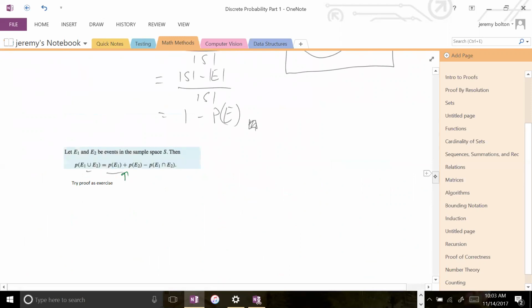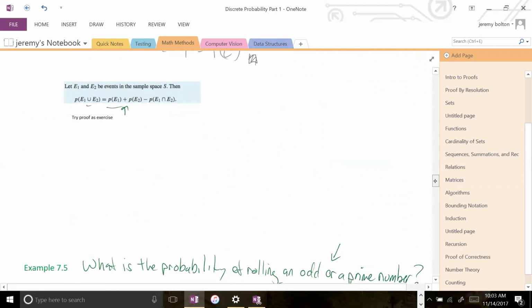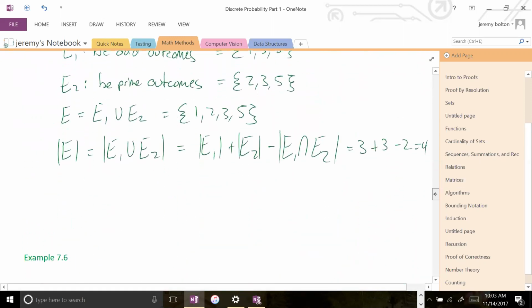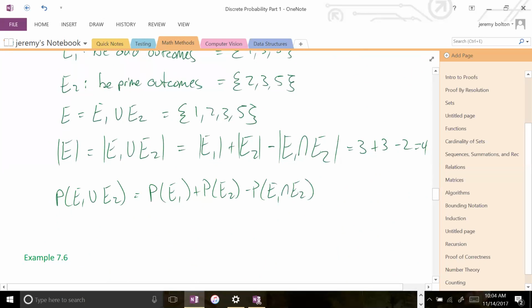We can also see this using our probability theorem. So this is why this follows. This is essentially the proof of this theorem. We're doing it via an exercise here. The probability of E1 union E2 is simply equal to the probability of E1 plus the probability of E2 minus the probability of E1 and E2. Why? Because all we're doing is applying this exact same rule above, except dividing it by our constant, the cardinality of S.